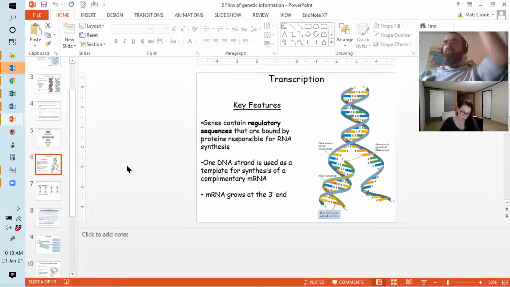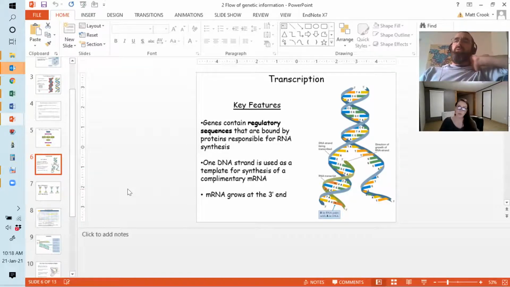A little bit of refresher information. When we talk about transcription, really what we're talking about is a process that basically begins with the recognizing of a bit of DNA that needs to be expressed. So we have a particular gene.